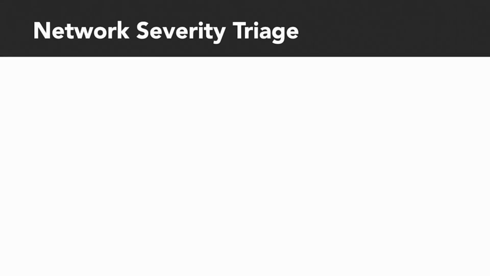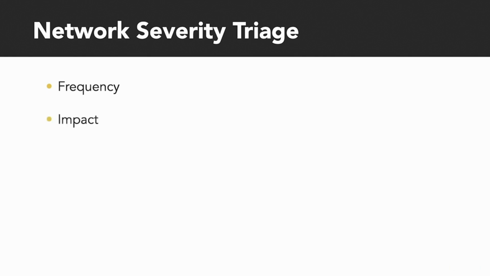Network severity triage is all about making sure we handle network issues in the proper order. The Nielsen Group tells us that in order to triage any type of network severity, we need to review the following ways. The first is the frequency with which the problem occurs. Is this a common issue or is it rare?